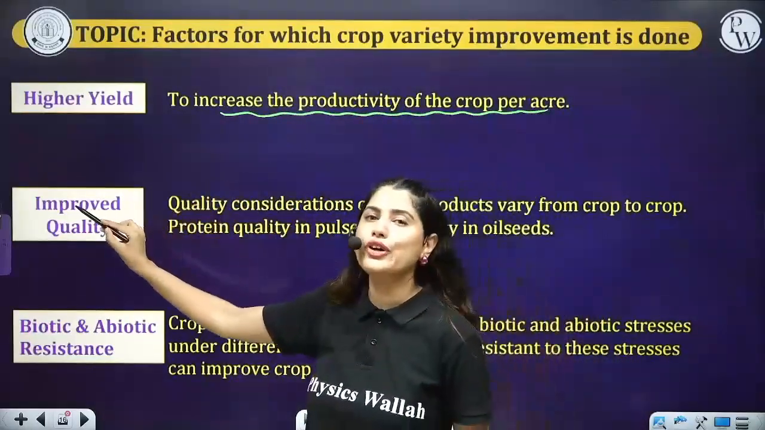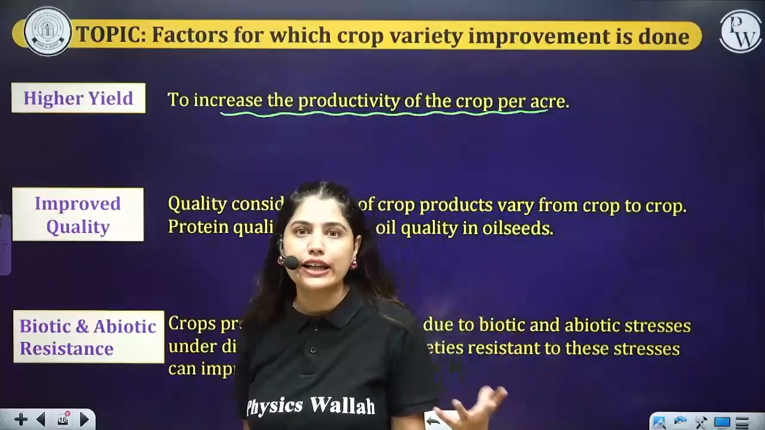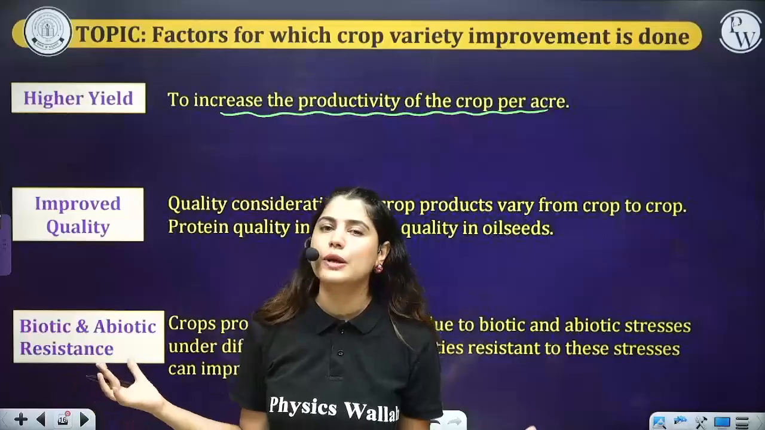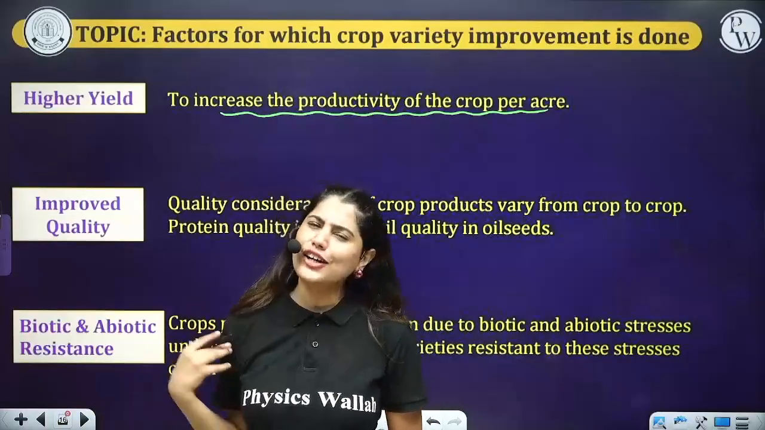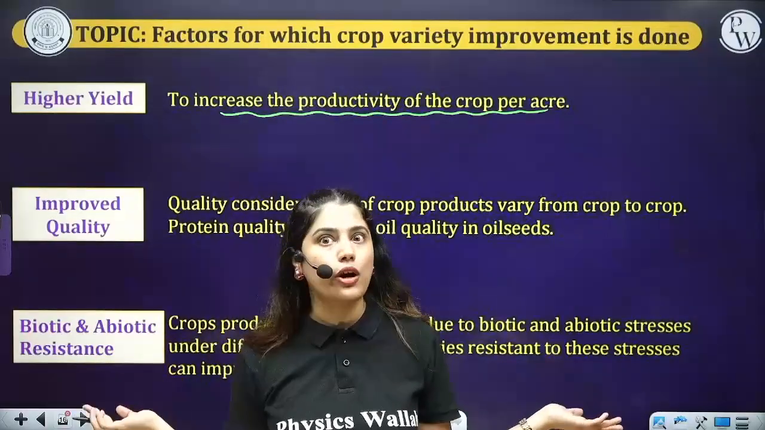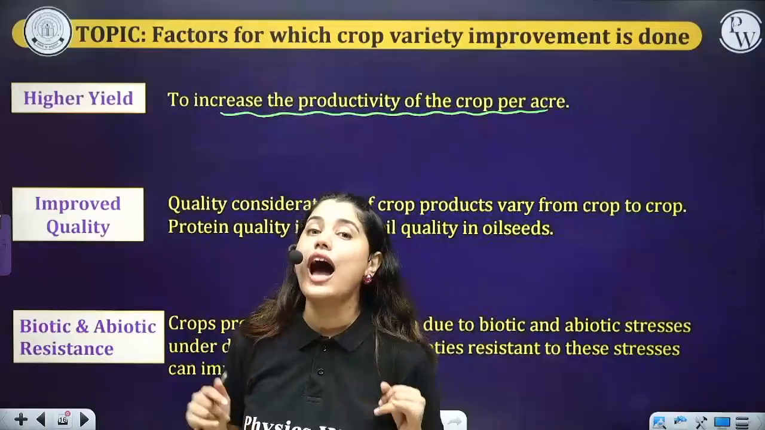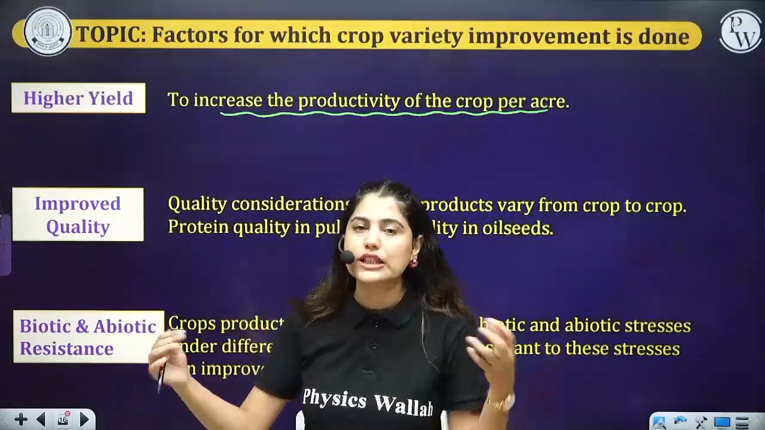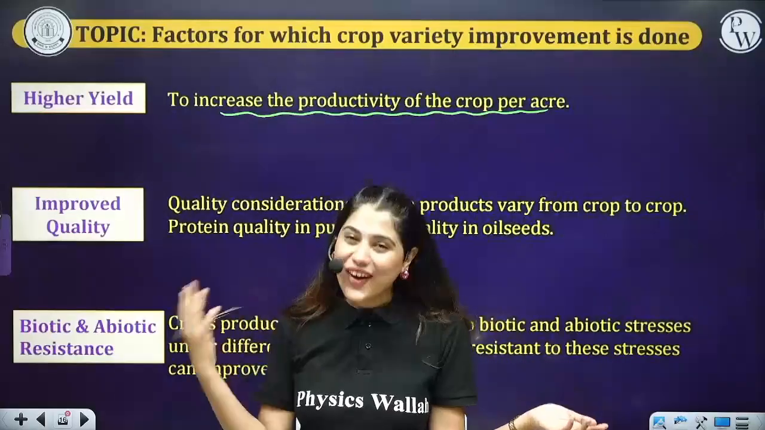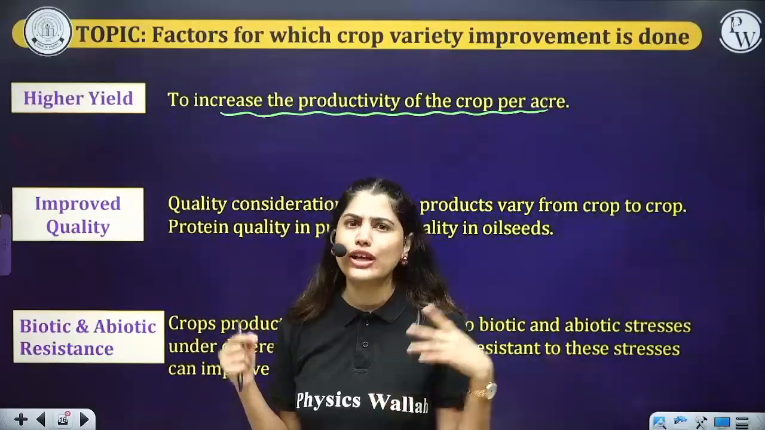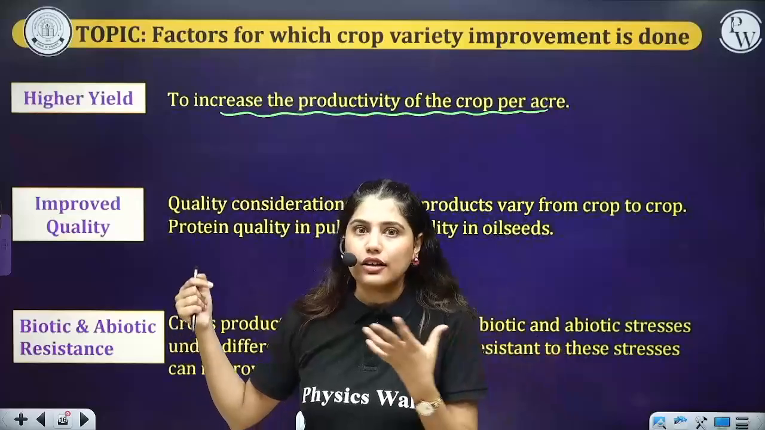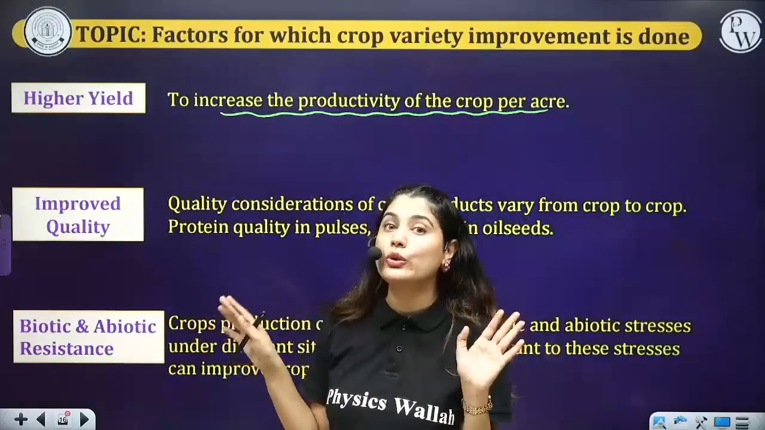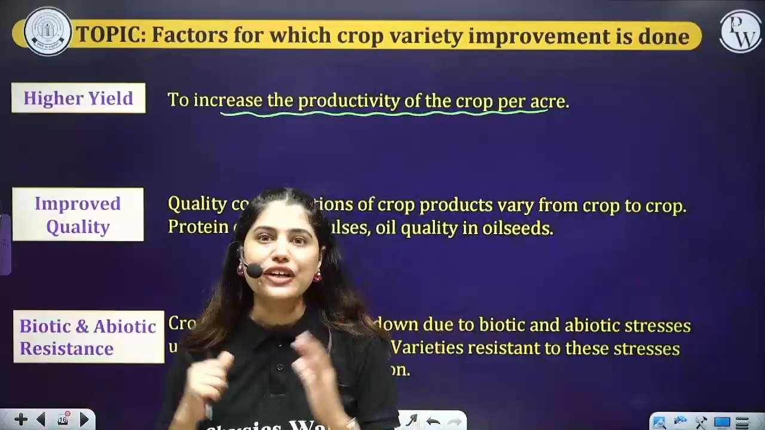Now improved quality. What do we mean by improved quality? Let's say you are consuming pulses. Why do you want to consume pulses? You want proteins. Why are you consuming oil seeds? Because you want fats. So basically you are improving the quality, as in you are improving the protein quality in the pulses, oil quality in the oil seed crops, and also if you are consuming vitamins and minerals, that is, fruits and vegetables, you want to improve their preserving quality, right?